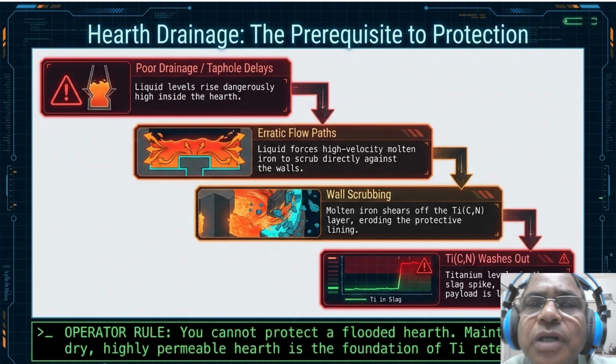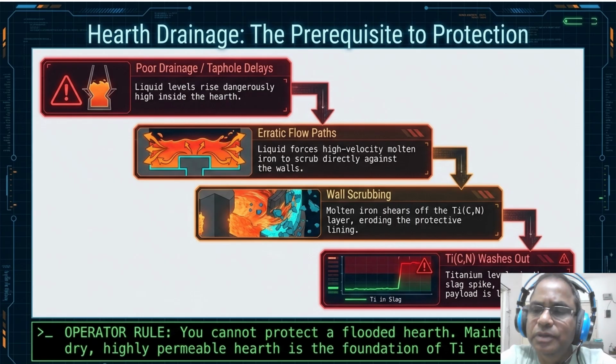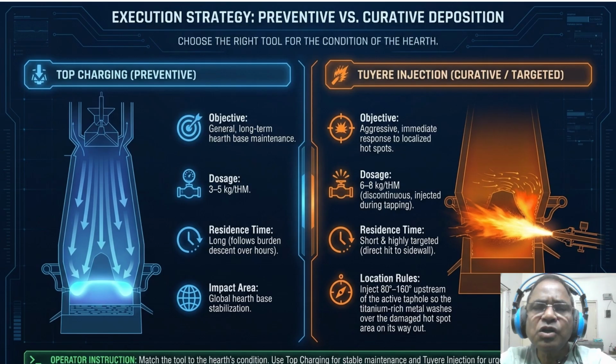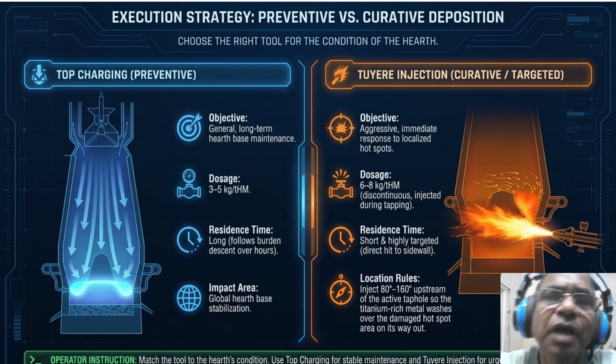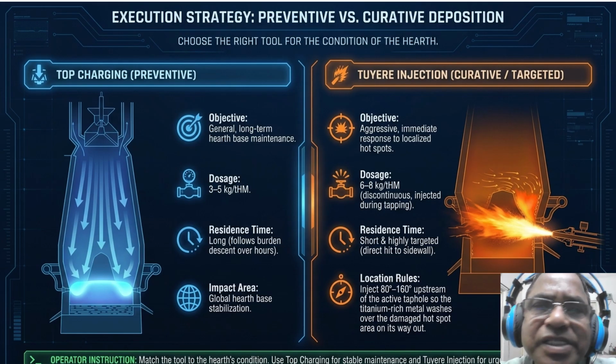So once drainage is stabilized, we choose between two methods of deposition, which are very important. So coming, let me change. Yes, now this slide, which is about execution strategy, that is prevention versus curative deposition, is a very good slide which shares valuable information. So as you can see, you must match the tool to hearth condition.